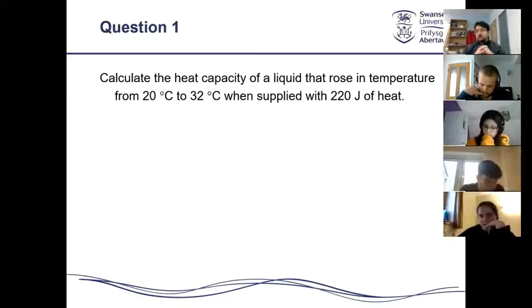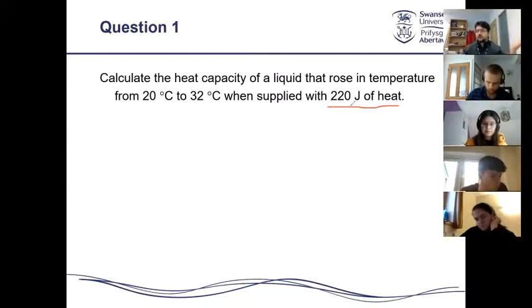An example of how we approach these types of questions and problems we're presented with. If, for example, we have a liquid which we supply with 220 joules of heat. You can also note that the units for heat are joules, so that links back to energy from last week. But anyway, we supply 220 joules to this liquid, and then we observe a temperature change of 20 degrees Celsius to 32 degrees Celsius.